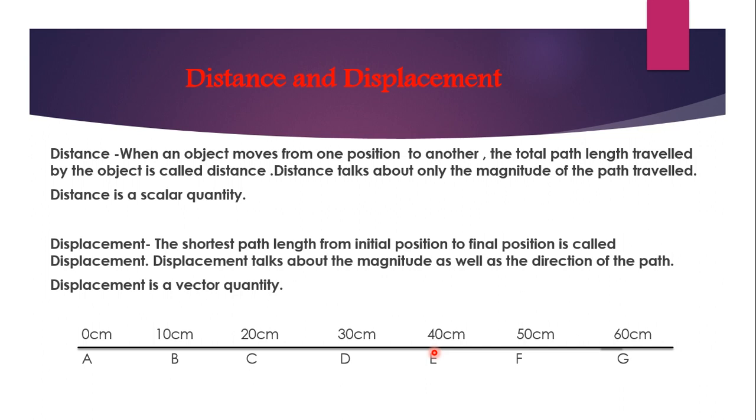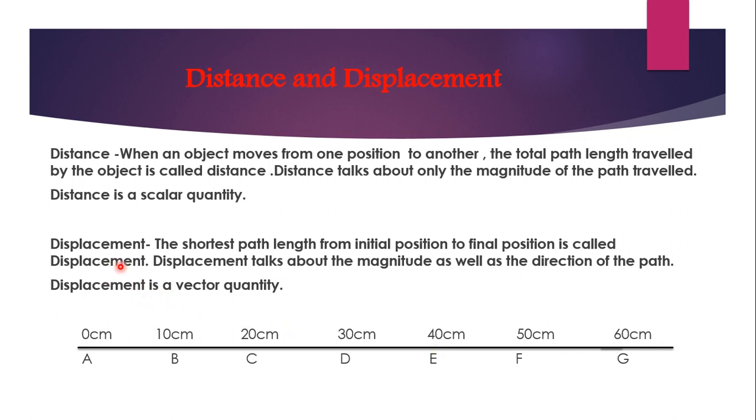So when we have to calculate the distance traveled by this object in this motion, first of all we will have to calculate the total path that it has traveled. When it travels from A to G, it has covered 60 centimeter, and then when it comes back to E, it again covered 20 centimeter. So the total distance traveled by this object will be 60 plus 20, which is 80 centimeter. So 80 centimeter is the distance traveled by this object.